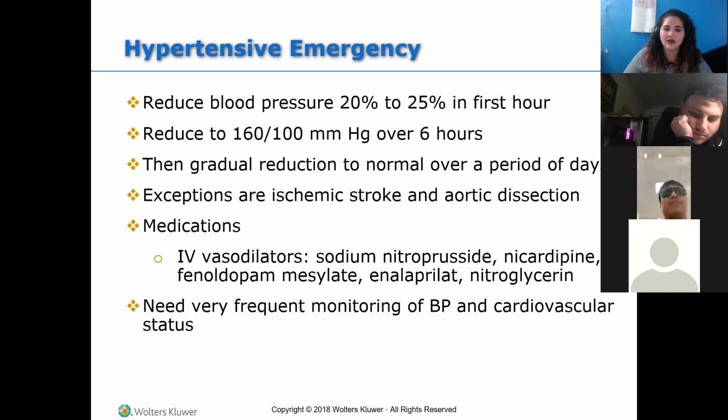Exceptions are ischemic stroke and aortic dissection. Medications are IV vasodilators, so sodium nitroprusside, nicardipine, fenoldopam, nitroglycerin. That's the biggest one that we know. Okay, and then you need very frequent monitoring of blood pressure and cardiovascular system.